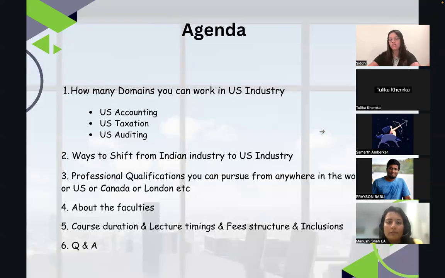So the agenda is, let's say you are already working in the accounting domain, or you are interested in accounting, taxation, or auditing. What are the three main qualifications which you can go for? The main ways to shift into the US industry are either to go for EA, or go for CPA, or you can also go for USCMA. It depends on what your interest is and what your long-term plan is. Based on that, you can select any qualification.